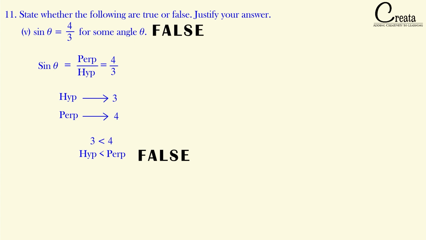So this statement is false. Sine cannot have value of 4 by 3. Hypotenuse will always be larger than the perpendicular. Okay, we have done with the fifth part, that is we have done with the question number 11.